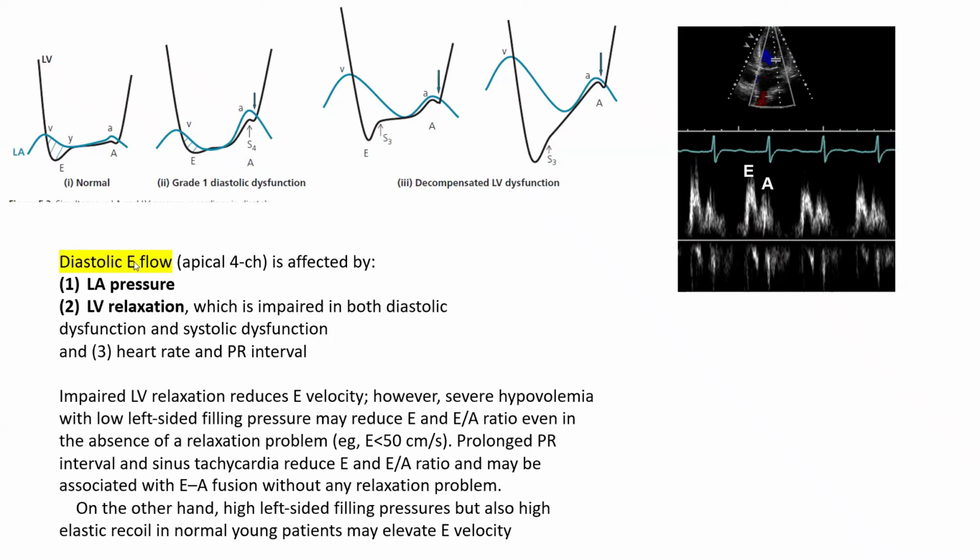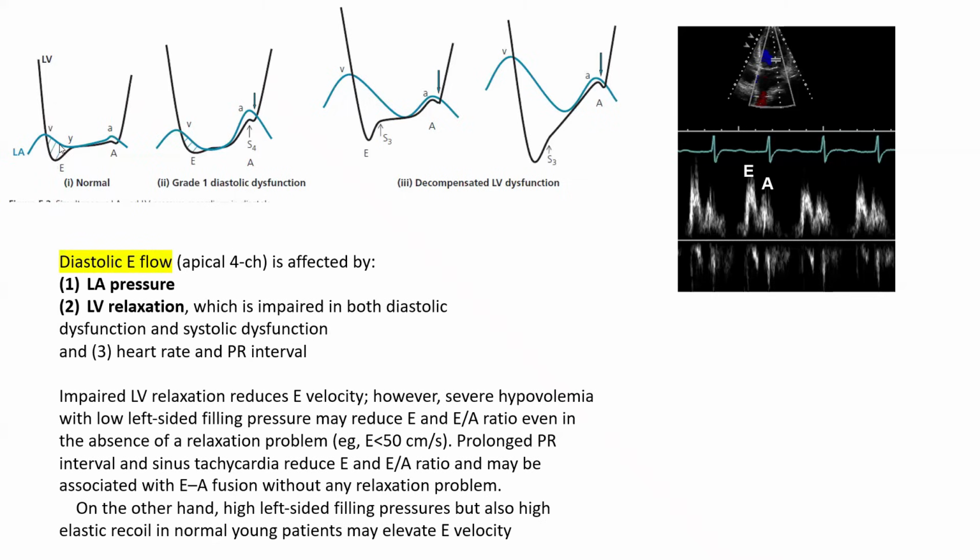So what is E velocity on the transmitral flow? E is the passive early diastolic filling of the LV, and it's driven by that gradient between LA pressure and LV pressure in early diastole. And this is what corresponds invasively to the E velocity. It's the gradient between LA pressure and LV pressure in early diastole.